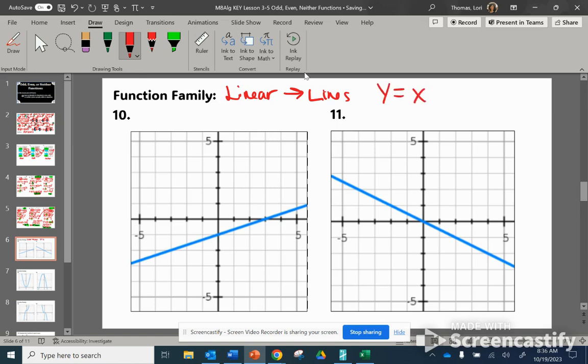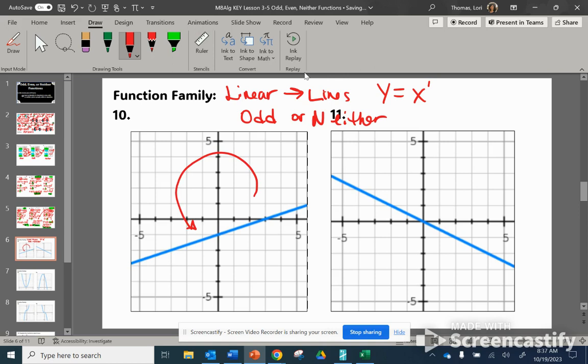I need to know that, so I know my degree. These have a degree of 1. So our choices are odd, because this is an odd number, or neither. If we take a look at this graphically, if I can rotate this function 180 degrees, will it look exactly the same as it does now?